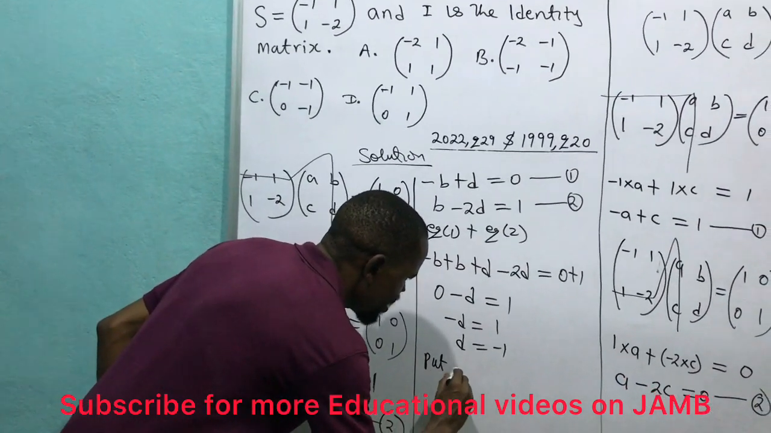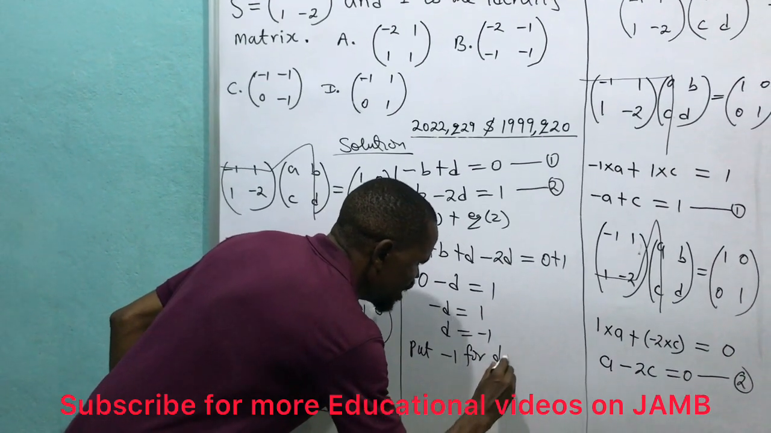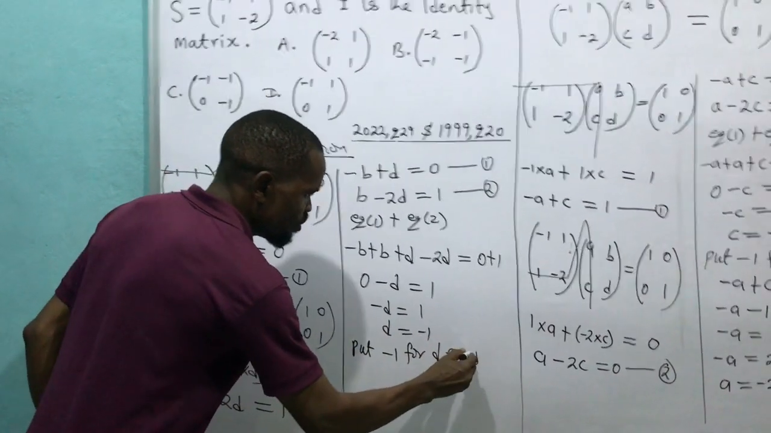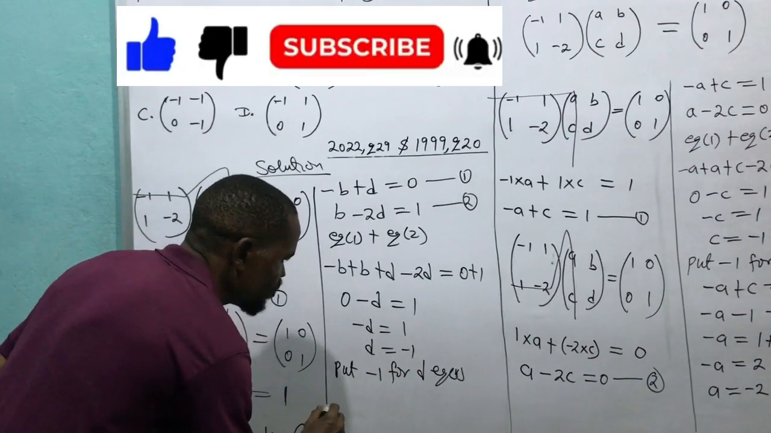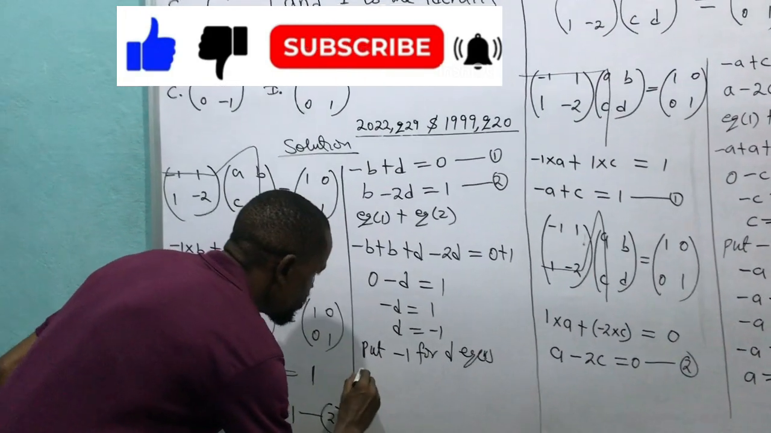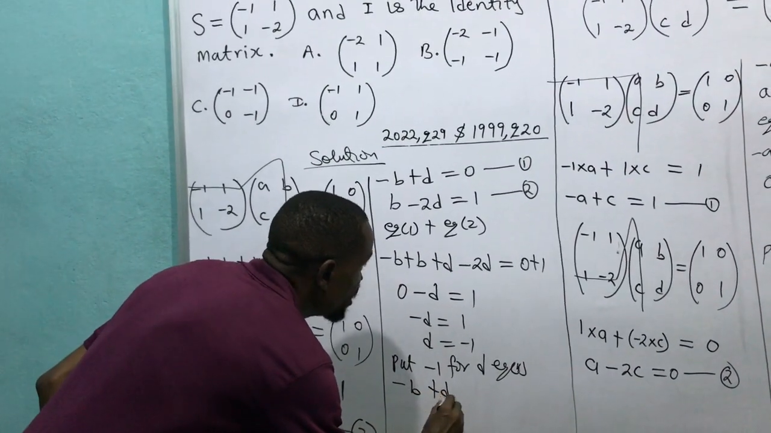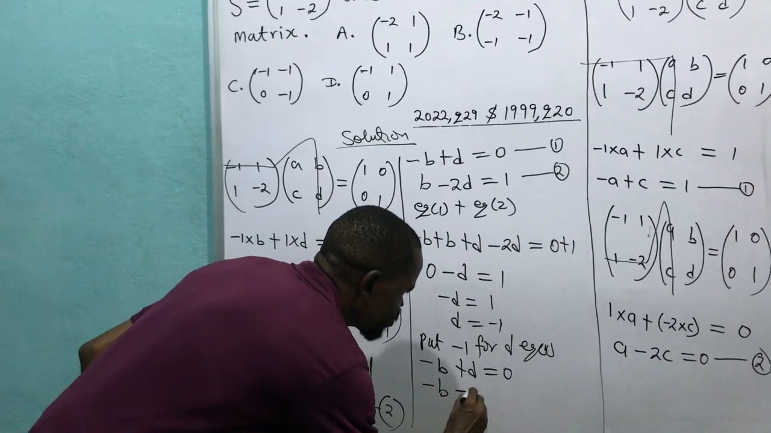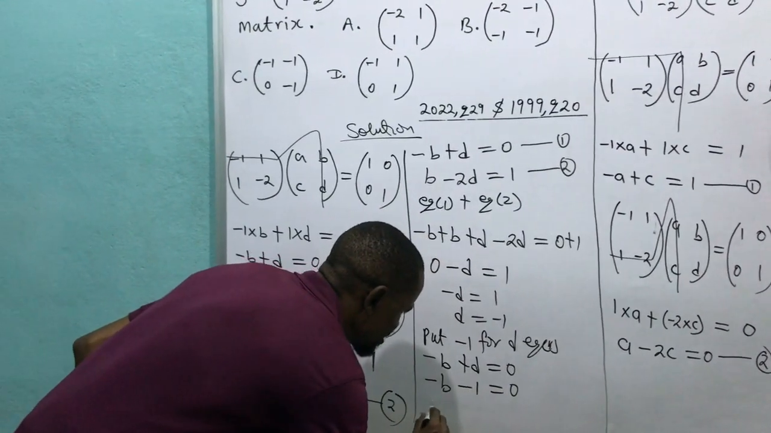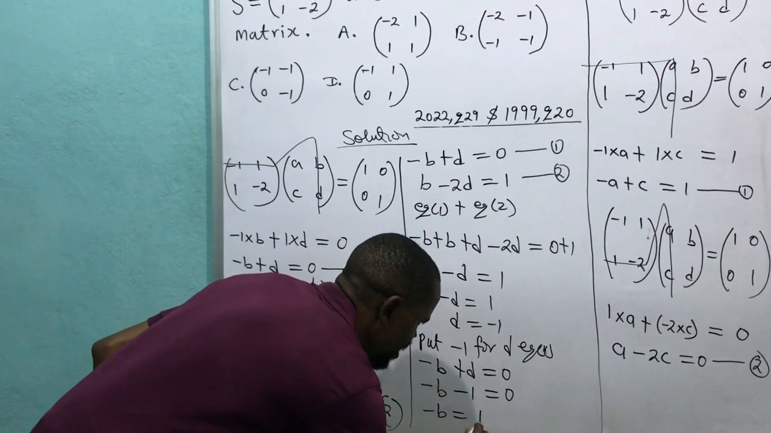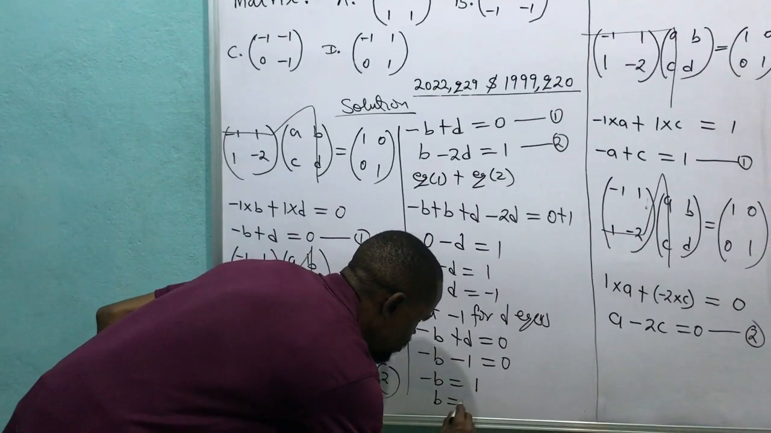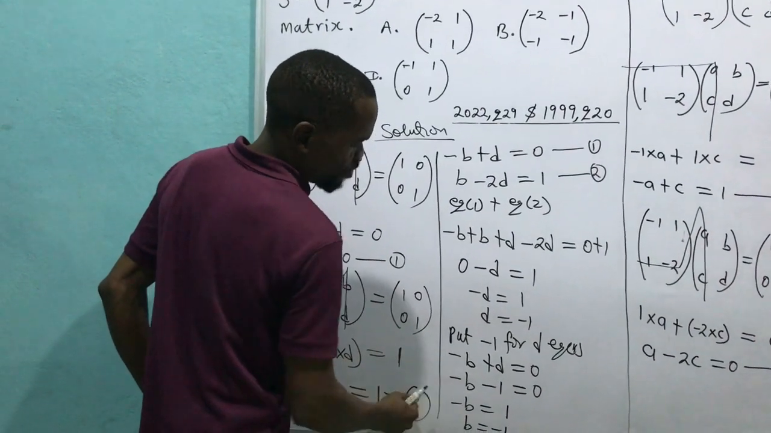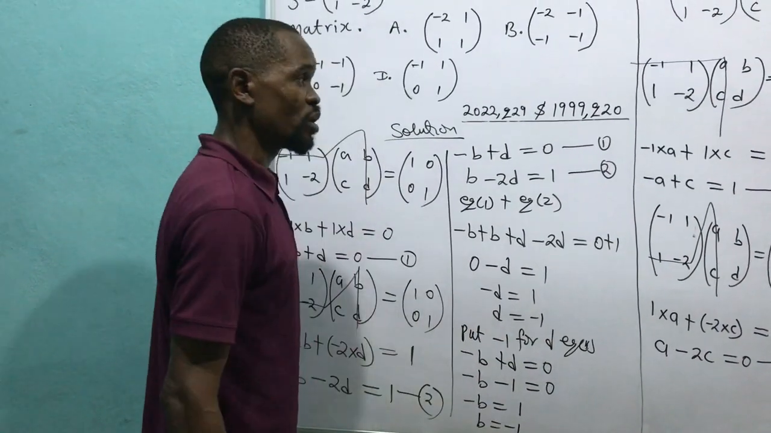Then now, I have to substitute. I can now put minus 1 for D in equation 1. If I'm choosing equation 1, if I put it in equation 1, I will have minus B plus D is equal to 0, and I place minus B minus 1 is equal to 0. I can now say minus B is equal to 1, and B is equal to minus 1. You know what I did? This going over here becomes 1, and minus B multiplied through by minus will give me B equals to minus 1.